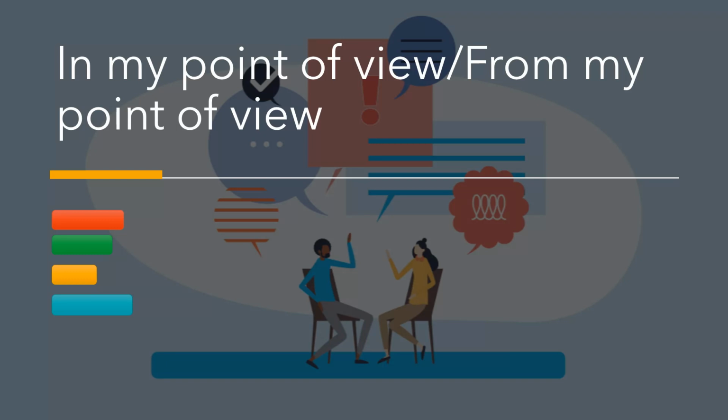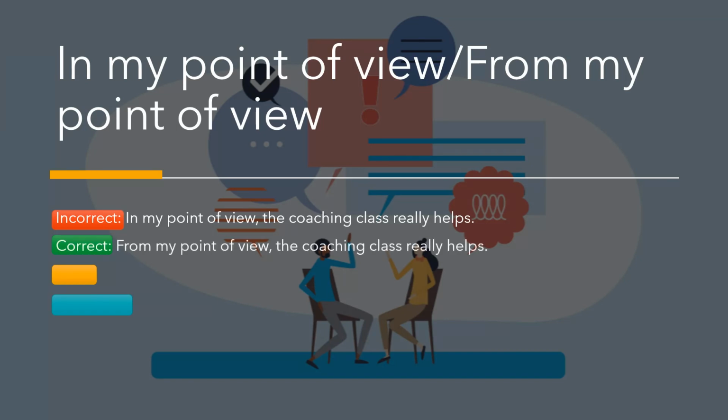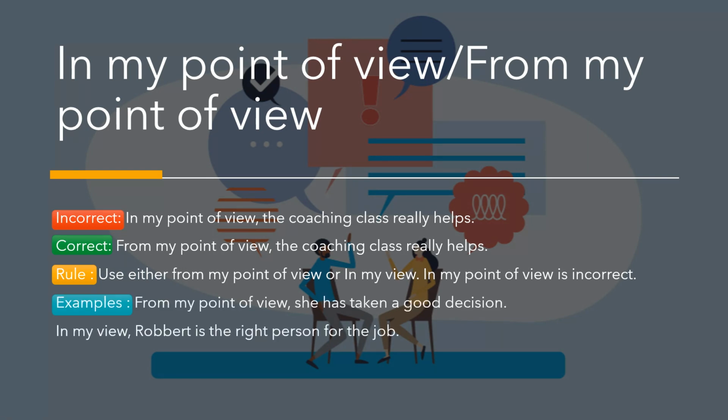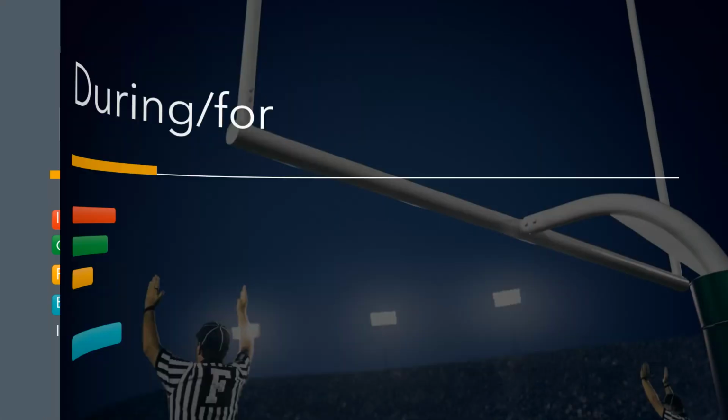In my point of view, from my point of view. In my point of view, the coaching class really helps. From my point of view, the coaching class really helps. Use either "from my point of view" or "in my view". "In my point of view" is incorrect. For example, from my point of view, she has taken a good decision. In my view, Robert is the right person for the job.